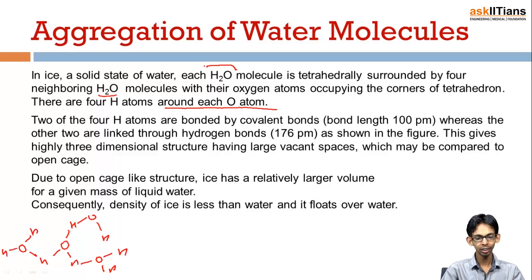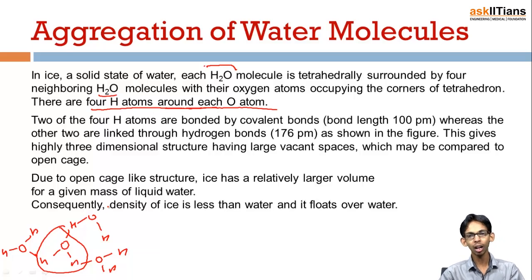So each water molecule is surrounded tetrahedrally by 4 other water molecules with oxygen at the corners of the tetrahedron and hydrogen. Each oxygen atom is surrounded by 4 hydrogen atoms. So this is how the aggregation of water molecules in ice takes place. They come together, there is excessive hydrogen bonding such that each water molecule is surrounded by 4 other water molecules tetrahedrally, and each oxygen atom is surrounded by 4 hydrogen atoms, and because of which an open structure is formed, which is known as ice.